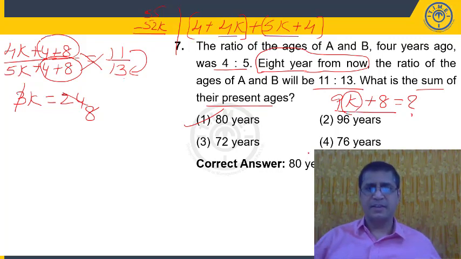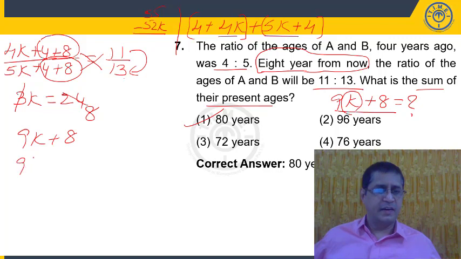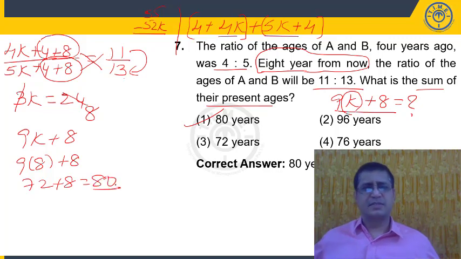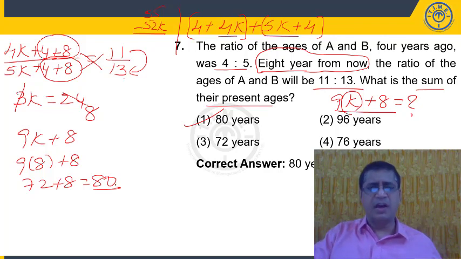Okay. Clear? So 9K plus 8. 9 into 8 plus 8. 72 plus 8 it is. So don't write more steps here. It's a waste of time. So try to answer the question as early as possible just by doing simple calculations.